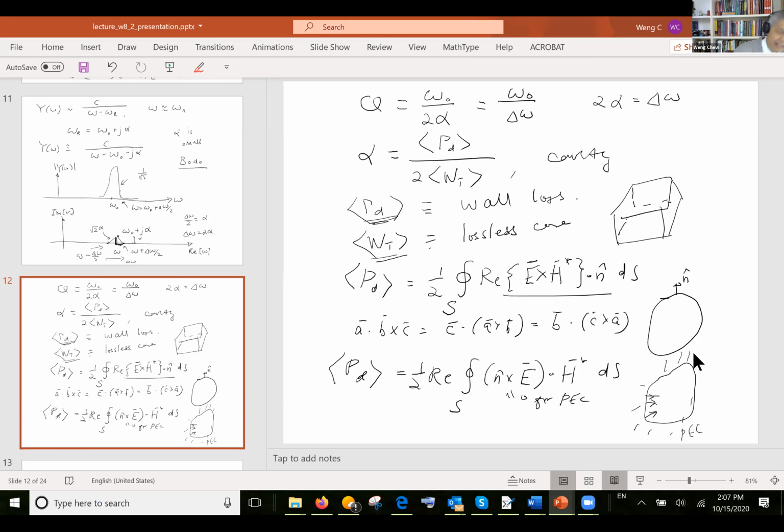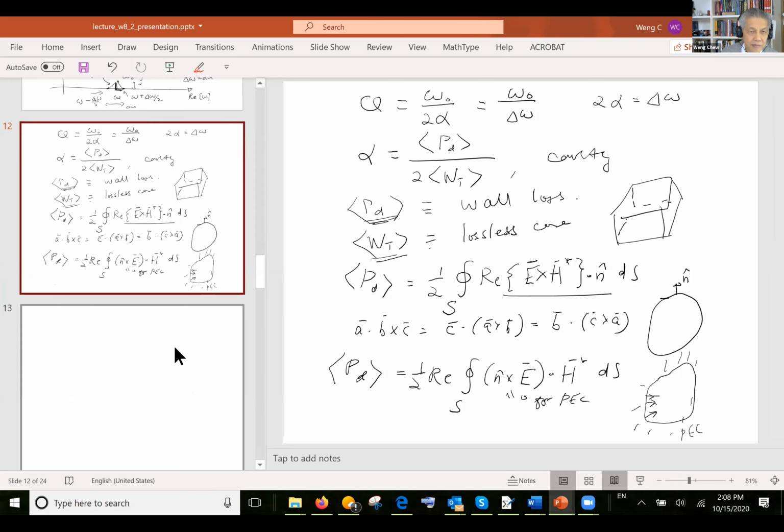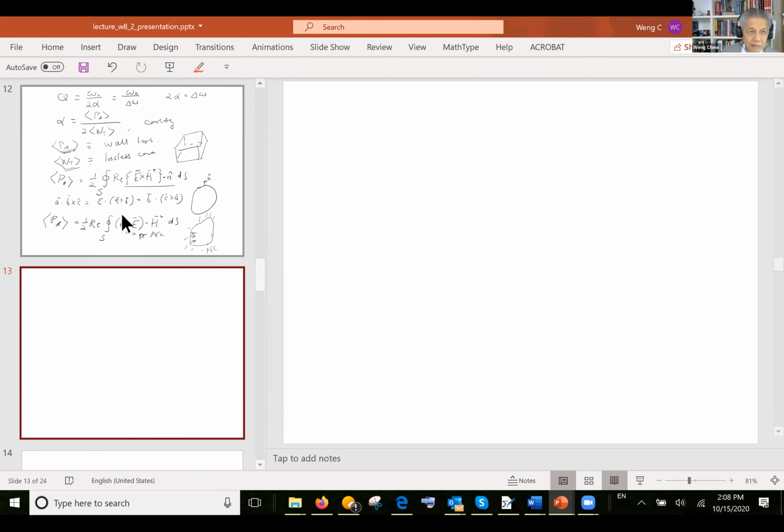So this is like a sanity check in the sense that if you have a PEC wall, there's no power flow into the wall. This is a sanity check that we use to look at a formula. And it's only non-zero for a non-PEC wall. A non-PEC wall would have some losses. So then what you need to do is to estimate what this n cross E is.